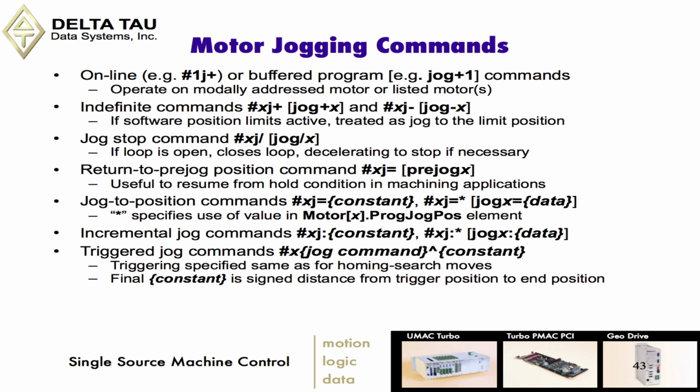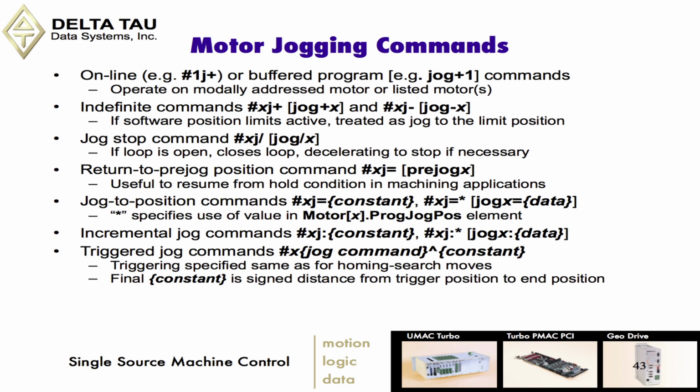J/ or jog/ is the jog stop command. Also, if the motor is in open loop, it'll immediately put the motor in closed loop. If the motor is in open loop and for whatever reason it's spinning, it will decelerate the motor so that it can be at the correct jog speed, whatever the commanded jog speed is. #motor number J= is the return to the pre-jog position command.